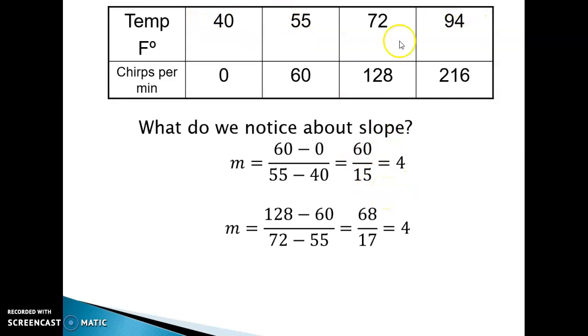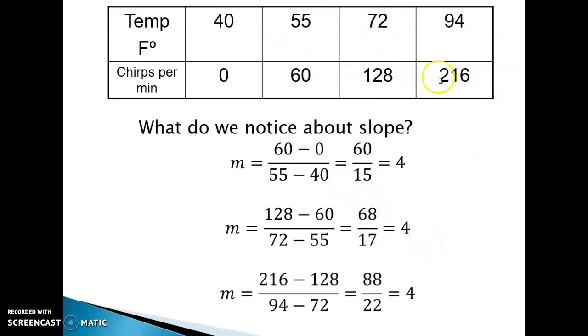Now, if I do the next 2 points, if I said 128 minus 60 over 72 minus 55, I get 68 over 17, which also equals 4. Or if I did 216 minus 128 over 94 minus 72, I still get 4. What do I notice? I have a constant rate of change. So I notice that the slope is remaining constant.